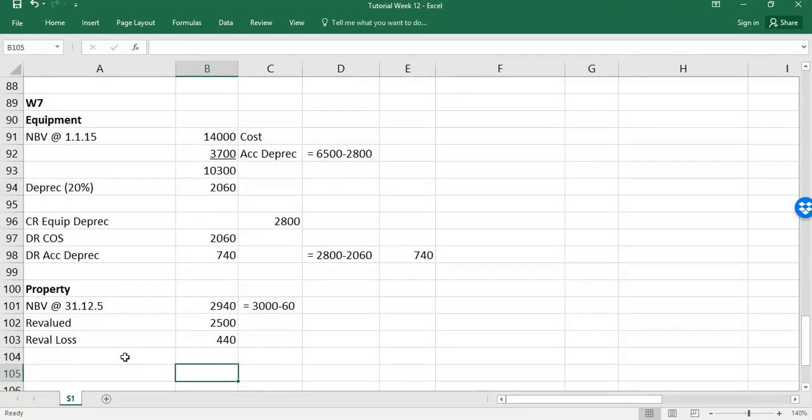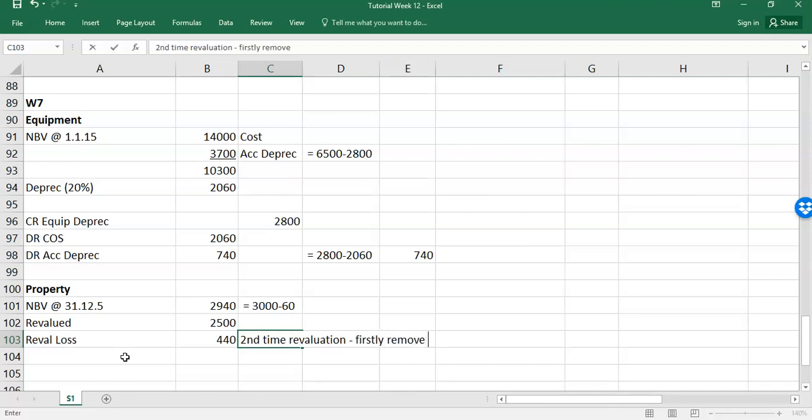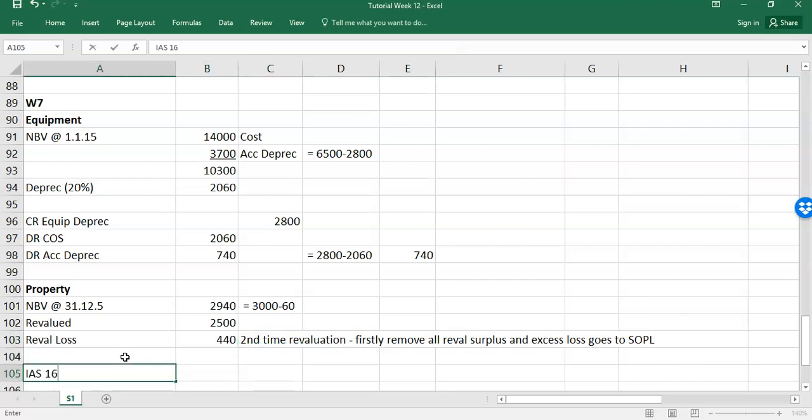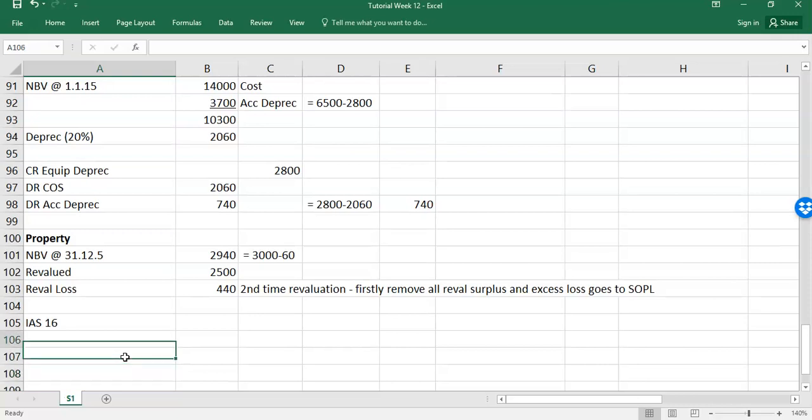Now what a lot of students would have said, oh, that reval loss goes straight to the P&L. This is a second time revaluation. You firstly remove all reval surplus and the excess loss goes to the SOPL. So that's important, you know the rules in IAS 16. They are the IAS 16 reval rules. If the first time it's easy, this is the second time. So what are the debits and credits here?